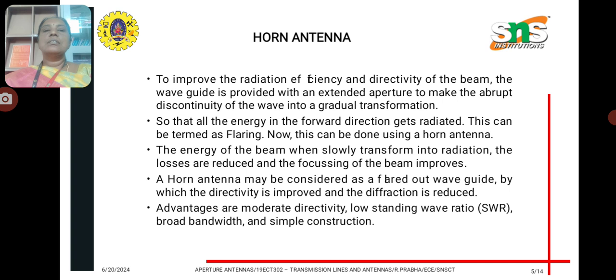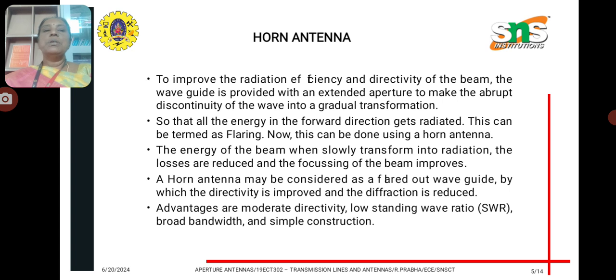And next is the horn antenna. To improve the radiation efficiency and directivity of the beam, the waveguide is provided with an extended aperture to make the abrupt discontinuity of the wave into a gradual transformation, so that all the energy in the forward direction gets radiated. This can be termed as flaring. Now this can be done using a horn antenna.